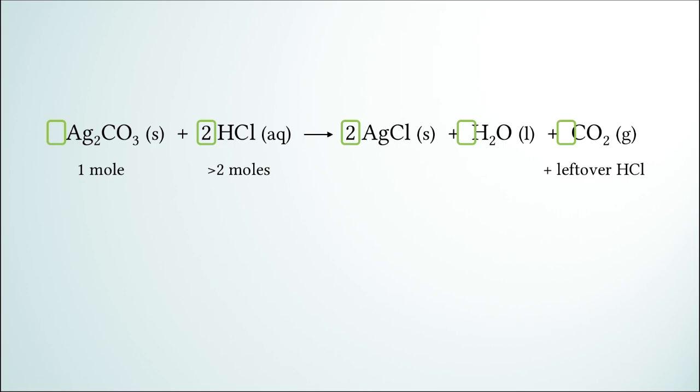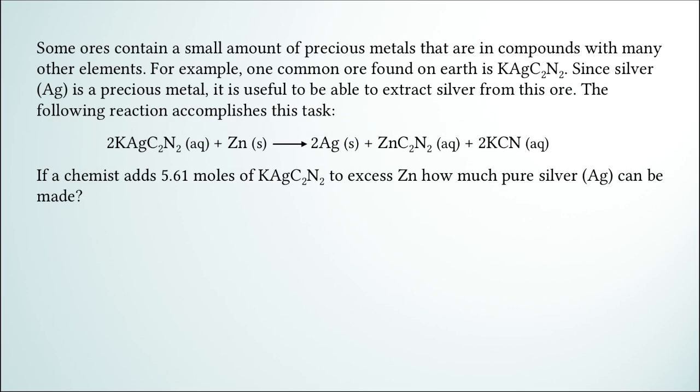Let's look at a sample problem together. Some ores contain a small amount of precious metals that are in compounds with many other elements. For example, one common ore found on Earth is KAgC2N2, or potassium silver cyanide. Since silver, Ag, is a precious metal, it is useful to be able to extract silver from this ore. The following reaction accomplishes this task. 2KAgC2N2 aqueous plus zinc solid produces 2 silver solid plus ZnC2N2 aqueous, or zinc cyanide, plus 2KCN aqueous, or potassium cyanide.